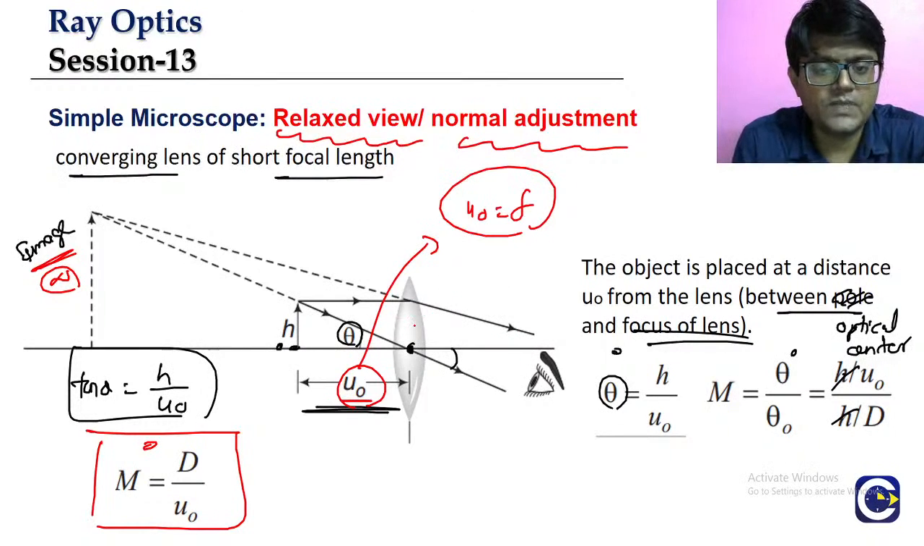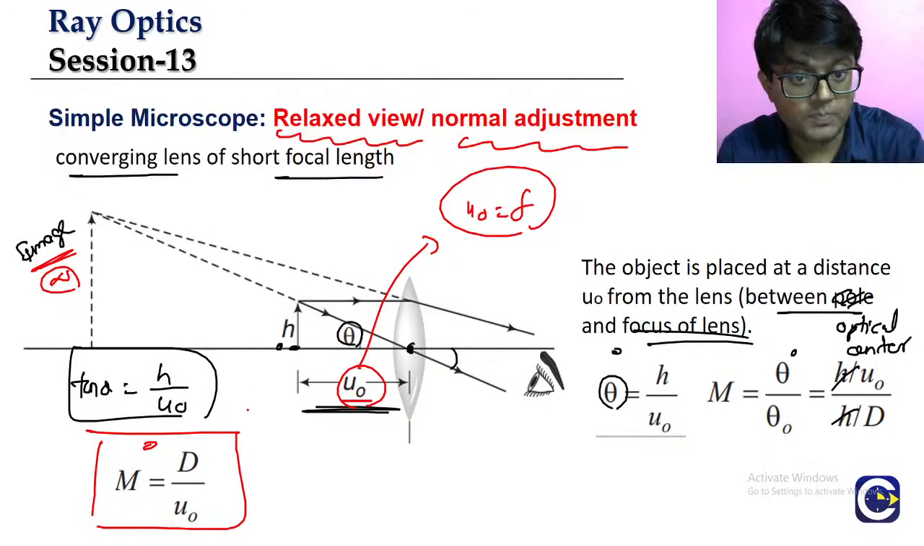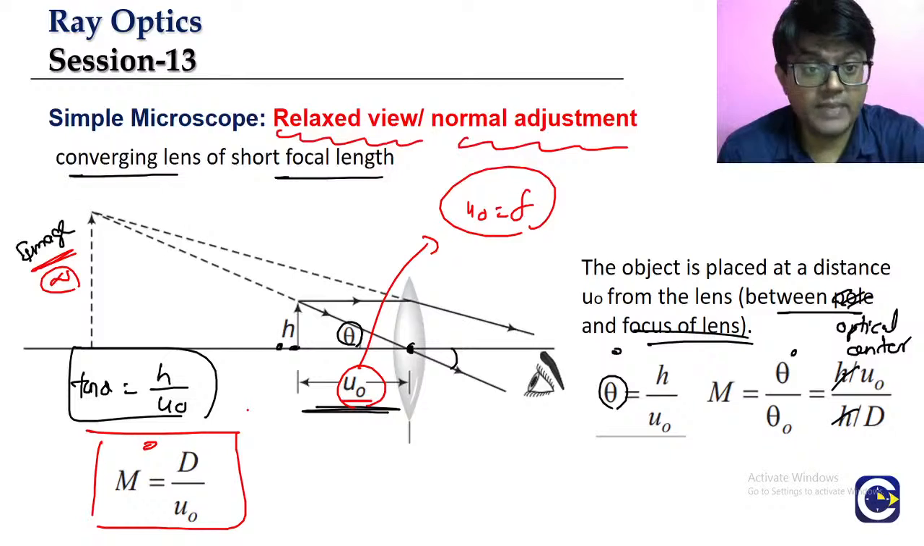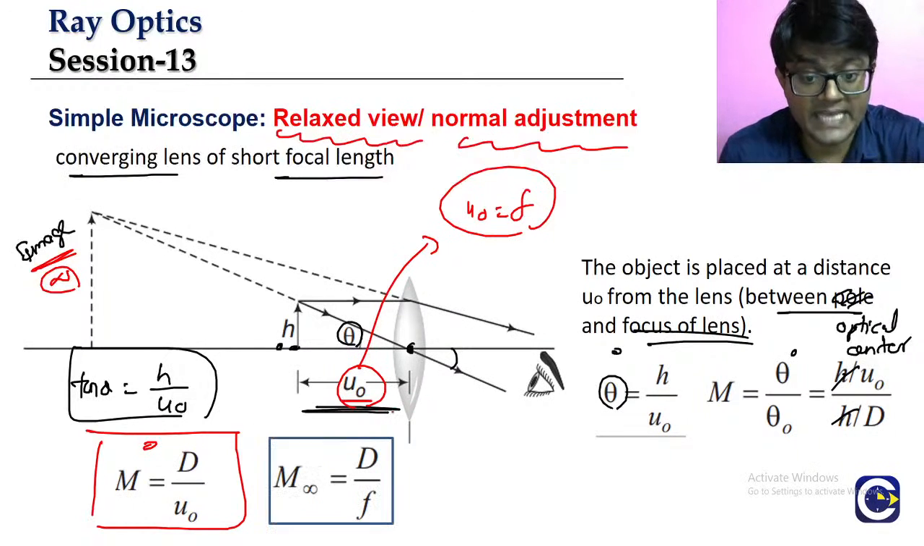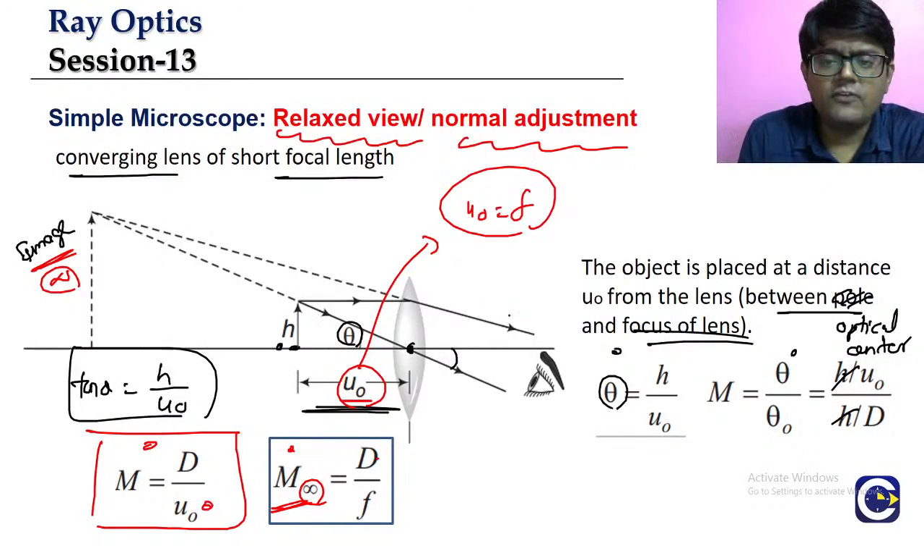Now, in that case, the magnification that we'll get is what we call the magnification of the simple microscope in normal adjustment or relaxed view. We may just represent this by m infinity. The infinity represents that the final image is formed at infinity. That will be equal to D divided by, for this to happen, the uo value must be equal to f, right?